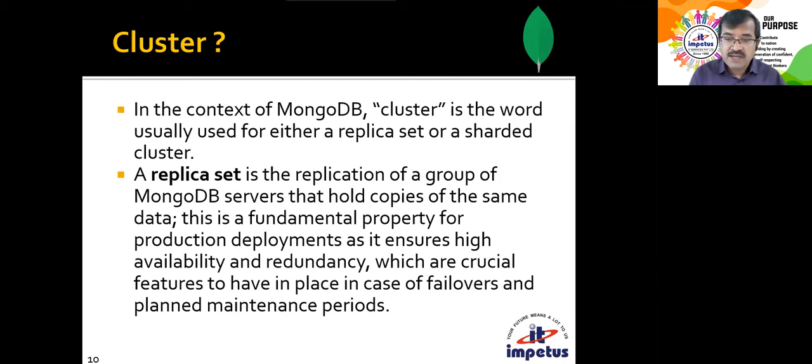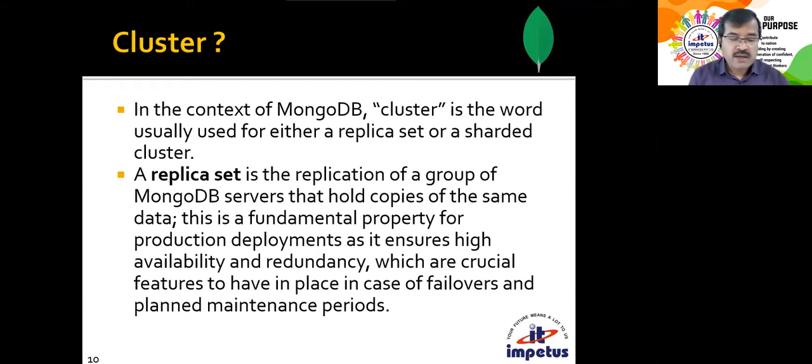No earthquake happened, but the building went in a terrorist attack or in a fire, so we need to have a real time replica of that particular machine. So that's a replica set. A replica set is a replication of a group of MongoDB servers that hold copies of the same data. This is a fundamental property for production deployment as it ensures high availability and redundancy. If one machine goes down, my system will not stop because I have another machine on which the same data is available, which is a crucial feature to have in place in case of failures and planned maintenance periods.